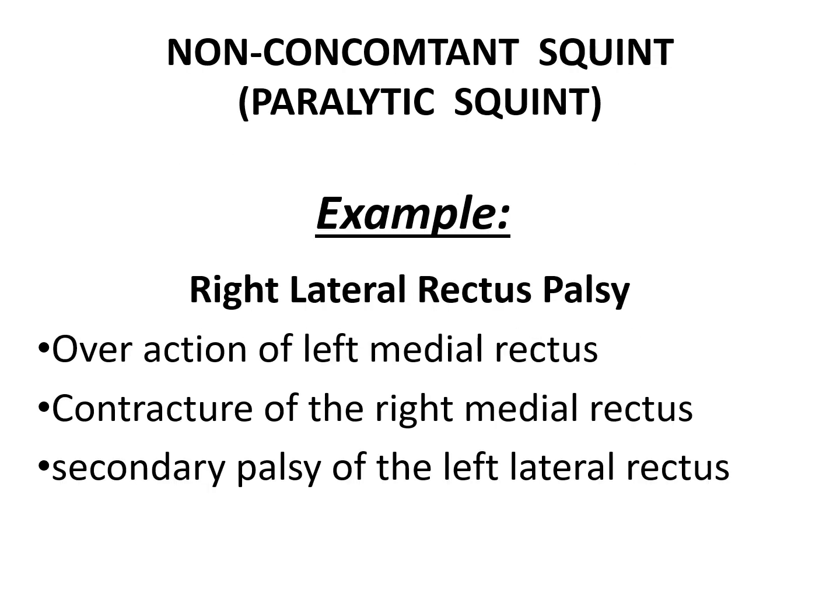We can elaborate this with the example of right lateral rectus palsy. In case of right lateral rectus palsy, there is overaction of the left medial rectus, and there is contracture of the right medial rectus, that is the direct antagonist of the right lateral rectus, and there is secondary palsy of the left lateral rectus, that is the contralateral antagonist.